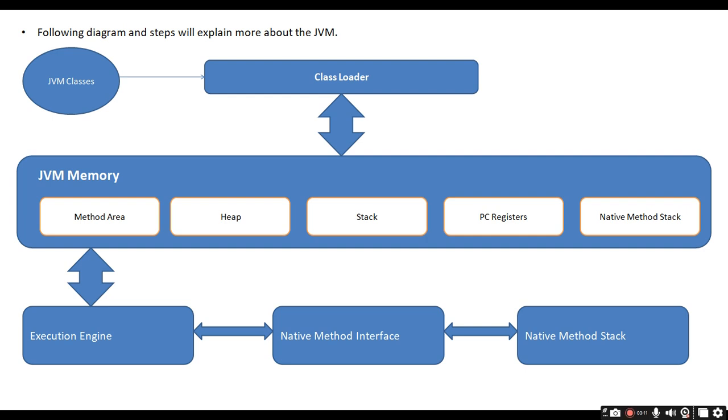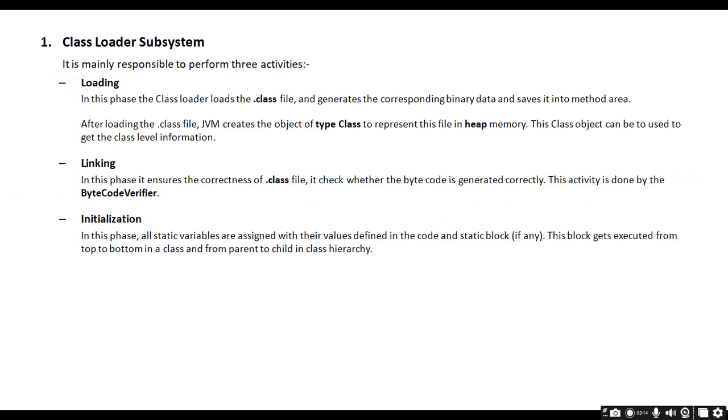The first step that we have seen is the class loader. So what is the class loader? Class loader is an important part of the JVM, and it mainly performs 3 activities: loading, linking and initialization. In the loading phase, when we compile the .java file, a .class file is generated by the compiler which contains the bytecode.